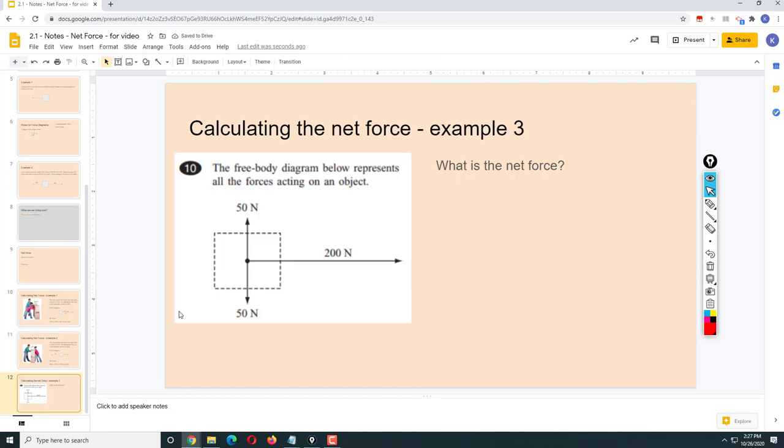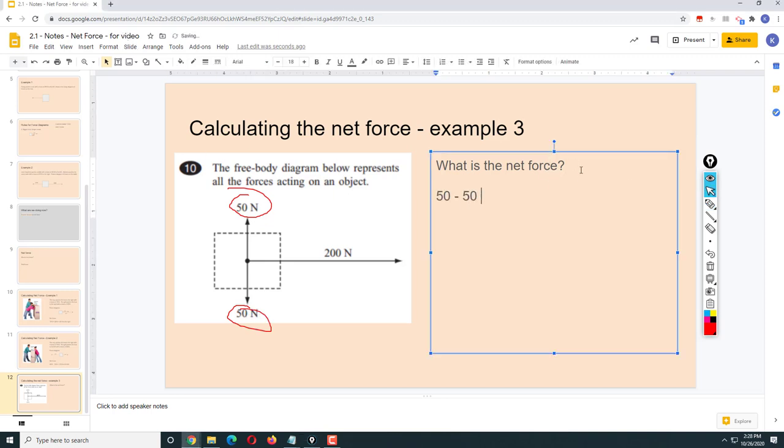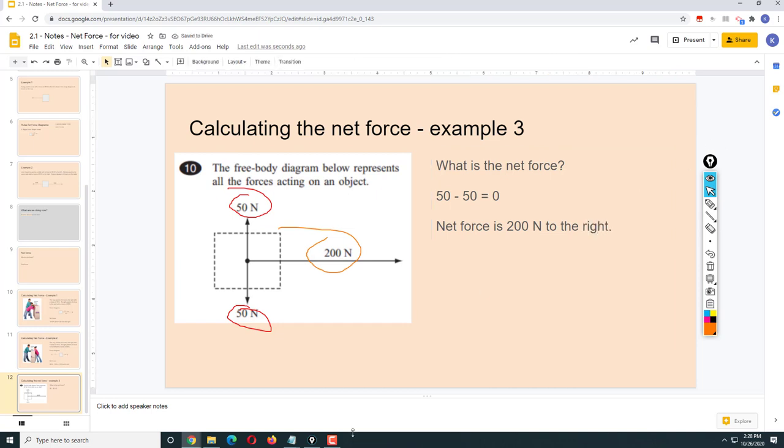One last one. What is the net force? Well, the 15 here, we have 15 right here. We have 50 right here. And we have 50 right here. So we have two 50 Newton forces. They cancel. We know up and down cancels. So the only force left is this one. So the net force is 200 newtons to the right. Okay, that's it for this video.